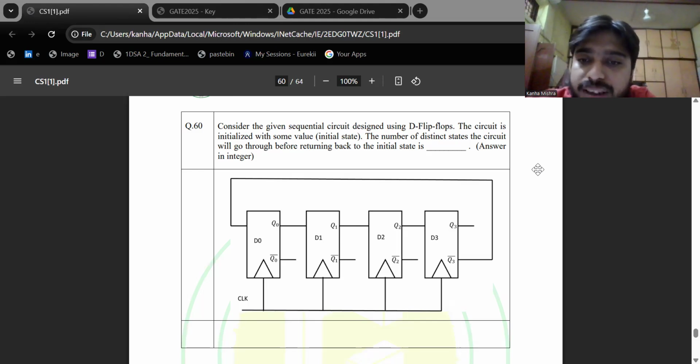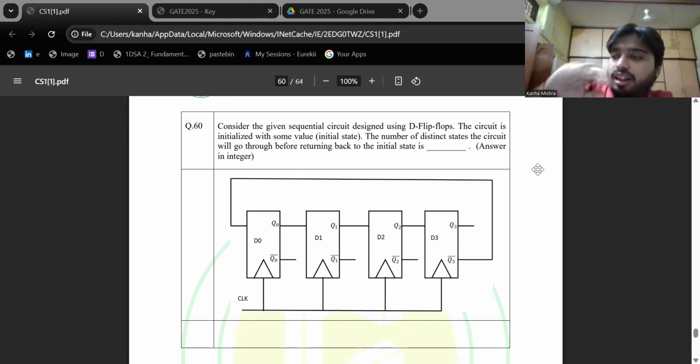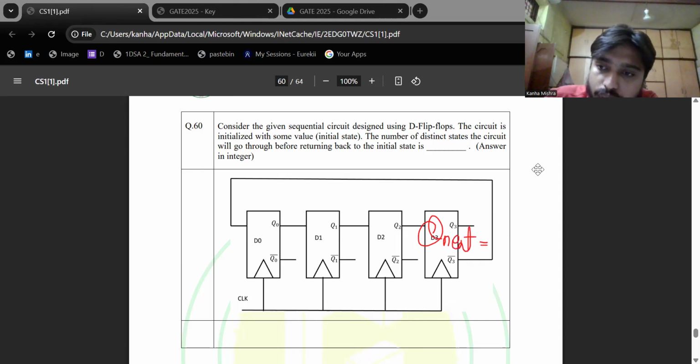A D flip-flop samples its D, which is the data input, on the rising edge of the clock and presents it on its Q output until the next clock. So Q of next is equal to D of current.